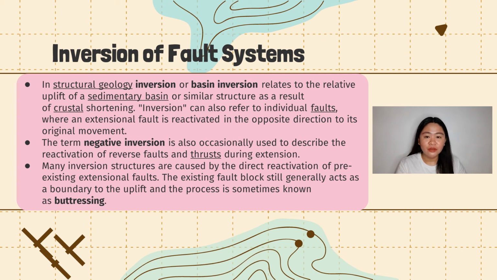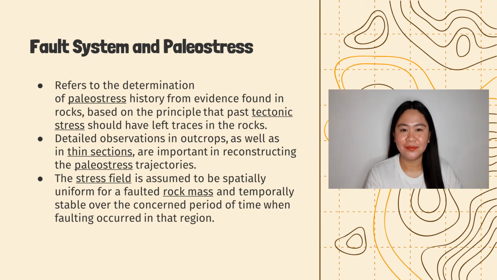The term negative inversion is also occasionally used to describe the reactivation of reverse faults and thrusts during extension. Many inversion structures are caused by the direct reactivation of pre-existing extensional faults. The existing fault block still generally acts as a boundary to uplift, and the process is sometimes known as buttressing.